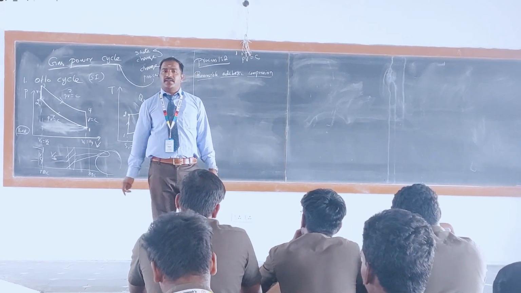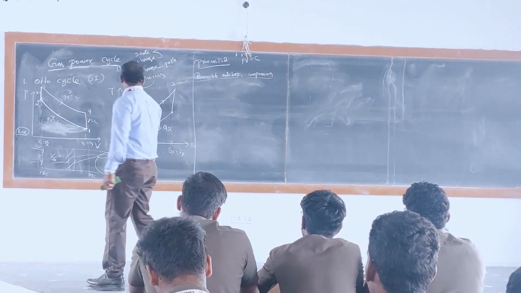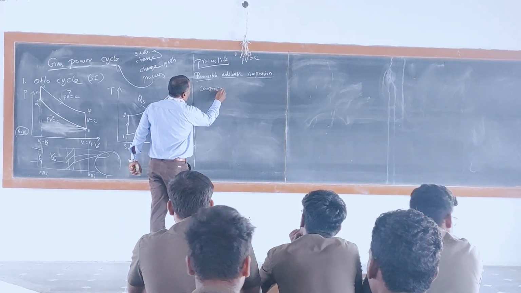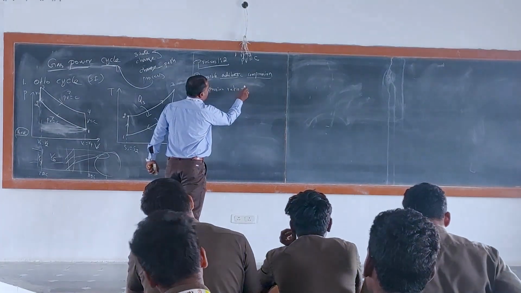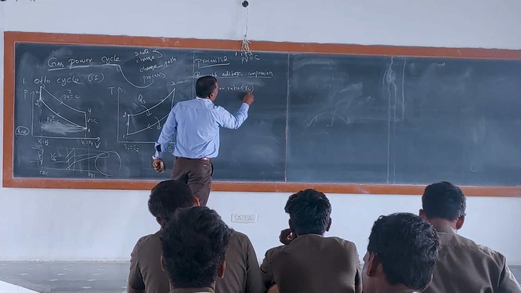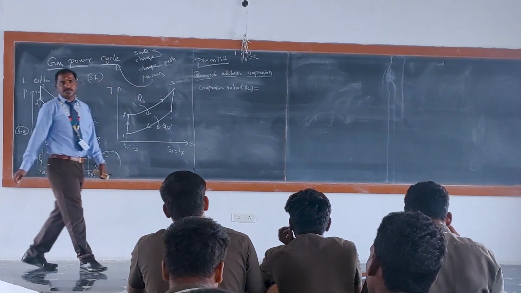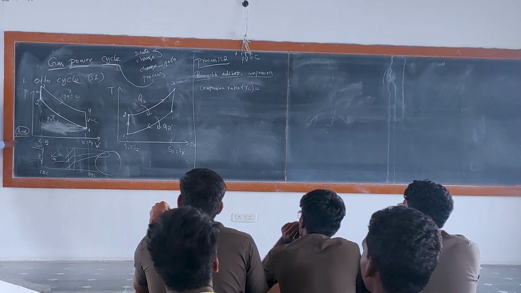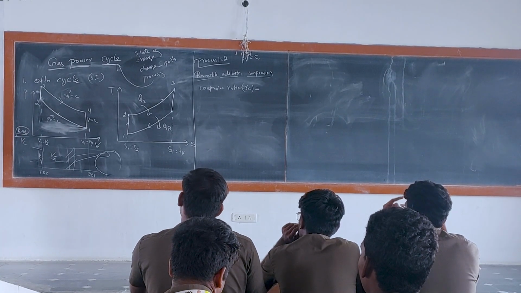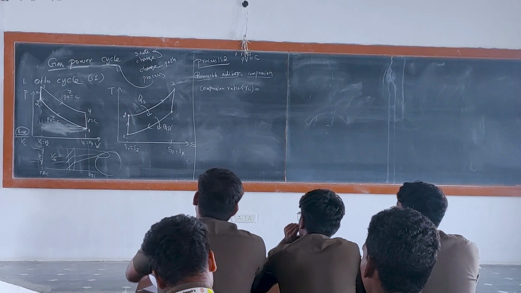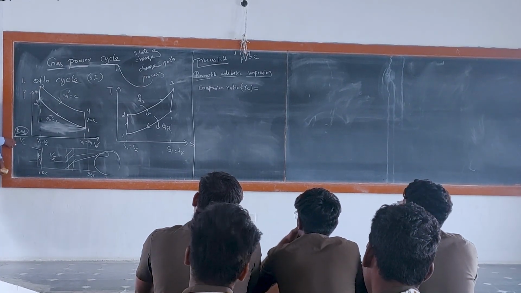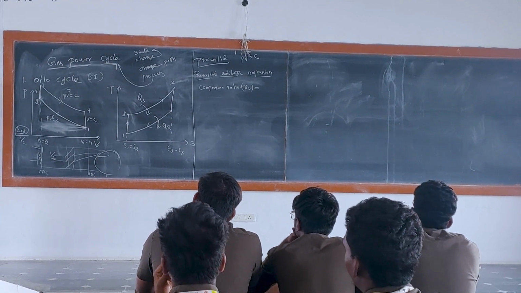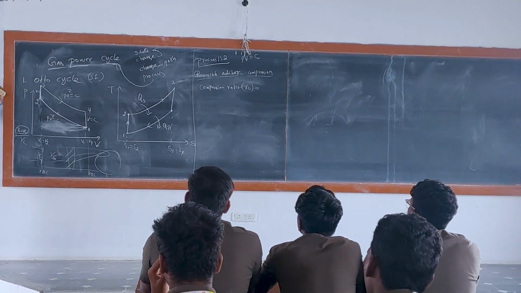So we will discuss one parameter, compression ratio. What is meant by compression ratio? We will take it as RC. Compression ratio is (VC plus VS) divided by VC, which means it is a ratio of total volume to the clearance volume. Got it?